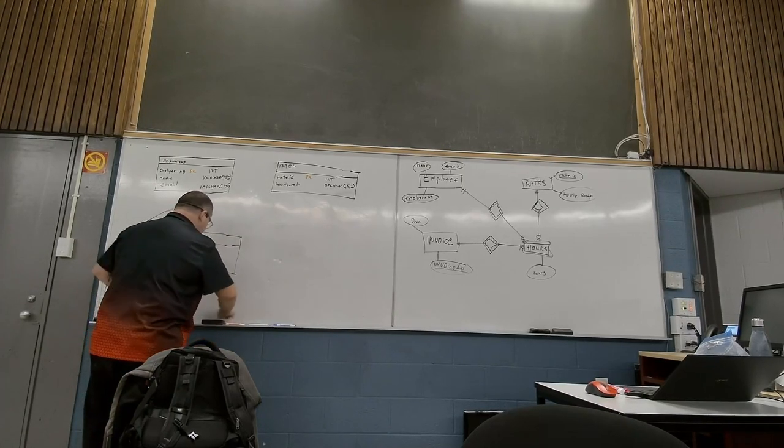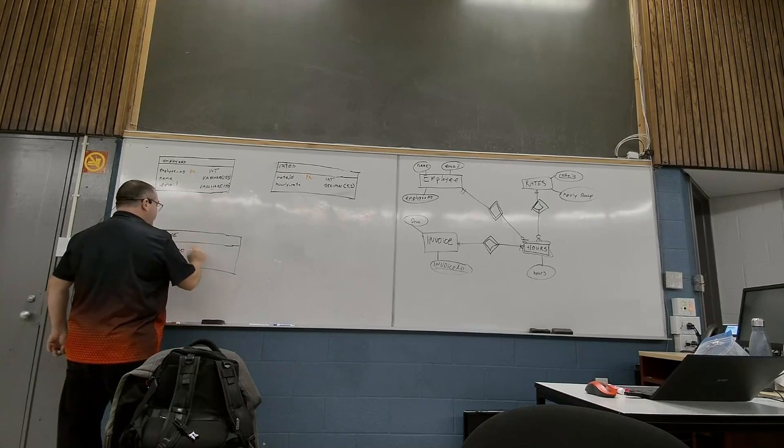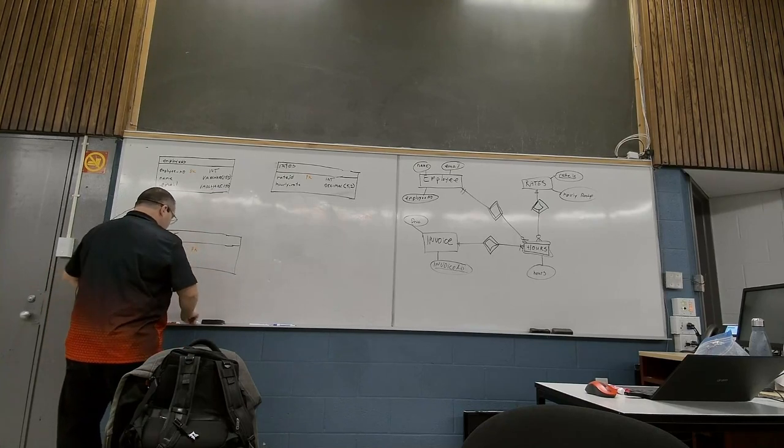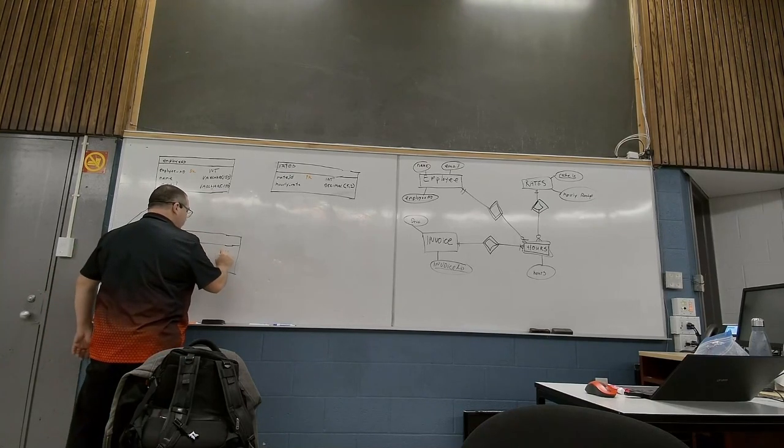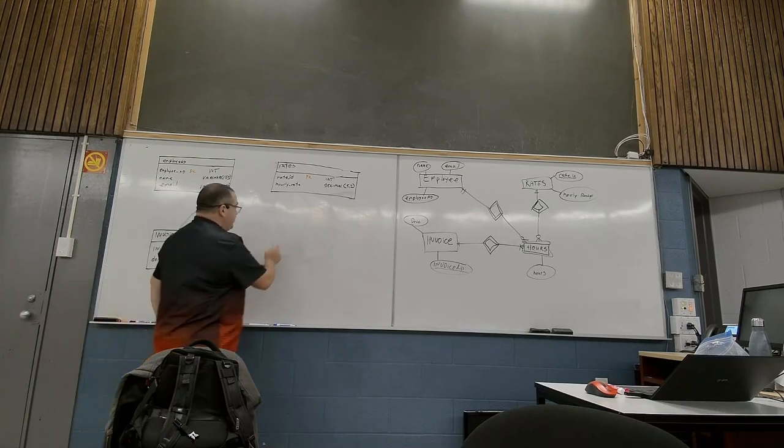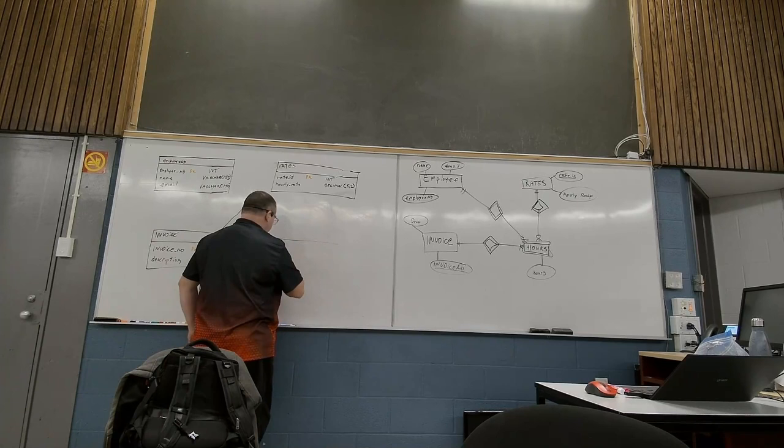And our invoice numbers are PK. Again, it's probably an integer. And the description's probably a varchar. Let's go with 50, just for argument's sake. And then we just have our hours table.